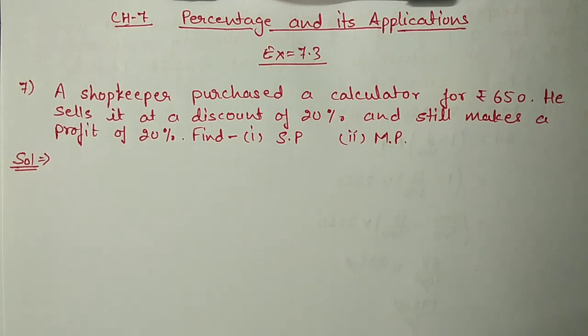A shopkeeper purchased a calculator for 650 rupees. He sells it at a discount of 20% and still makes a profit of 20%. Find selling price and mark price.